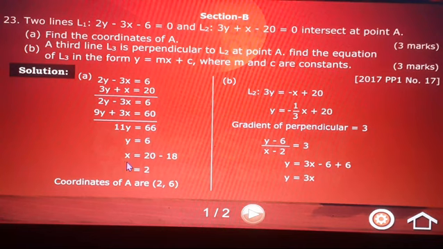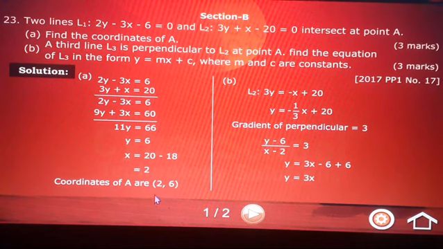But what is x? Using equation 2, x is equal to 20 minus 3y. But our y is 6. Therefore, our x is equal to 20 minus 18, which is equivalent to 2. So the point of intersection A is (2, 6).